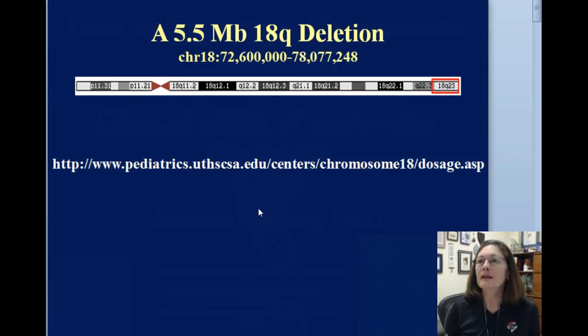But let me show you two examples here. In this case, the first example is a person with a 5.5 megabase deletion of 18q. It's a terminal deletion. Here's an ideogram of chromosome 18, and there's a red box around the end. The red box right here is the region of this deletion. Here's the exact base pairs right here, from 72.6 megabases to the end of the chromosome.